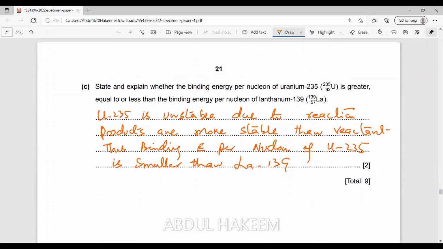The next, state and explain whether the binding energy per nucleon is greater than, equal to, or less than the binding energy per nucleon of lithium. Uranium and lithium comparison. Uranium is unstable due to reaction. The products are more stable than the reactant. Thus, the binding energy per nucleon of the uranium is smaller than the lithium, because uranium is unstable and the lithium is stable. So products are always more stable than the reactants.